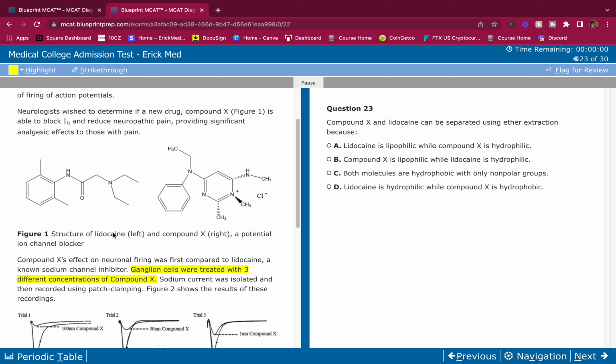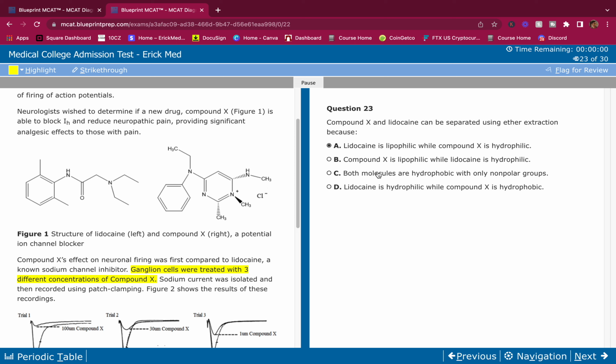If I look at these, structure of lidocaine left and compound X right. Left, I would say, is pretty lipophilic. It's hydrophobic here. I don't really see any charged ions here. It's kind of symmetrical a little bit here, but it's more of the lipophilic. Now look at compound X on the right here. I do see some charges here. I see a chlorine minus and plus here. If you see that plus here, or some charges, you already know that it's going to be hydrophilic. So lidocaine is lipophilic while compound X is hydrophilic. That's lidocaine. That's compound X. Yes, that's correct.